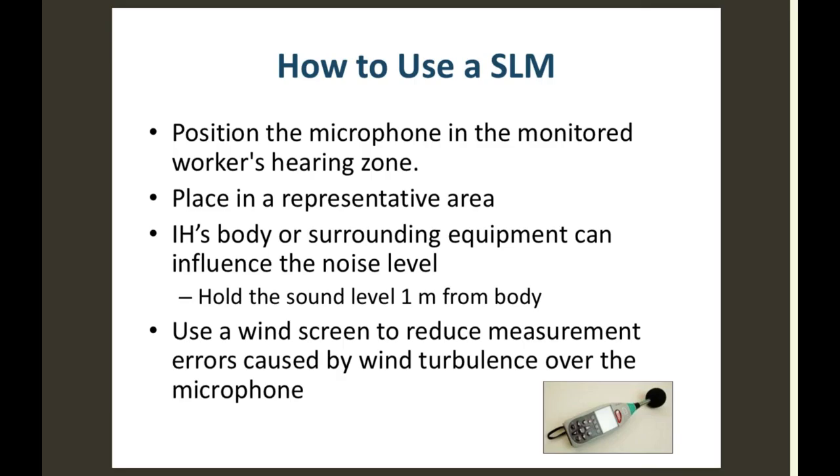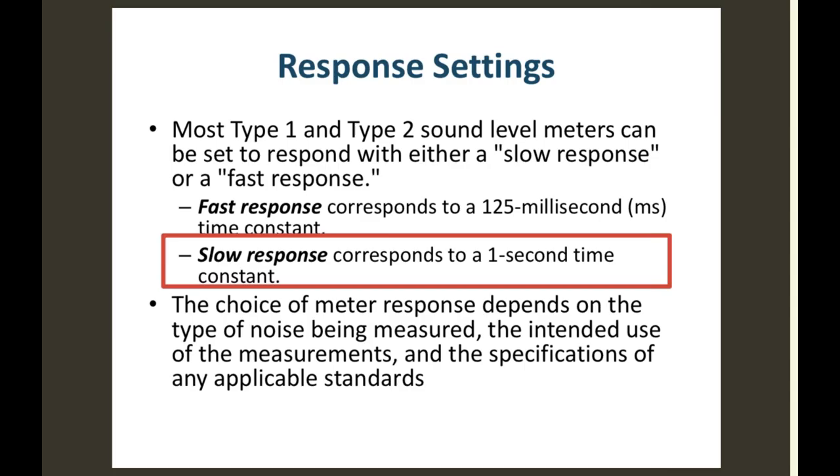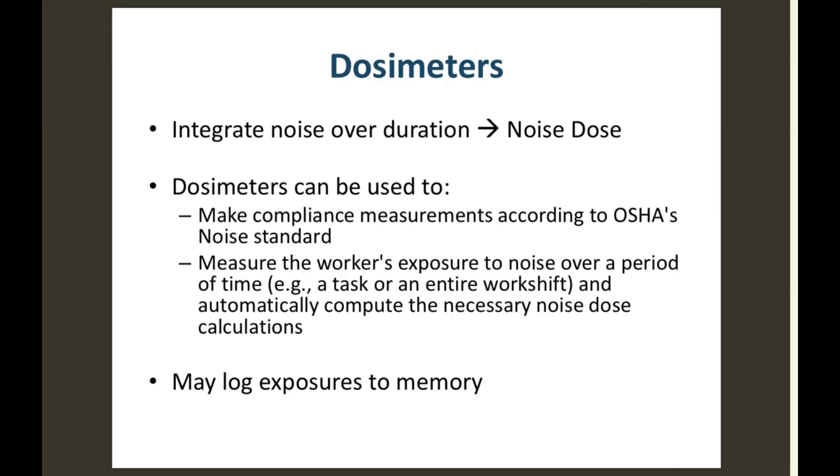Okay, slow response. For fast response, you're in the millisecond range. For slow response, you're in the second range. And typically we'd be taking readings at slow response. Now, dosimeters. This is the dosimeter. It has a little clock in it, as well as being a sound level measurement device, and it will give you sound level measurements.